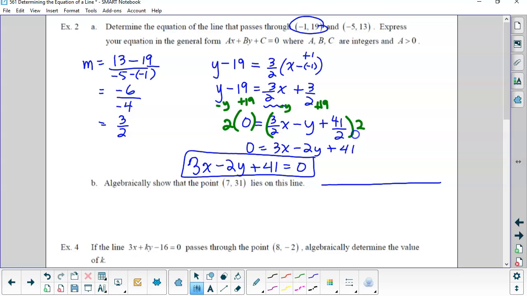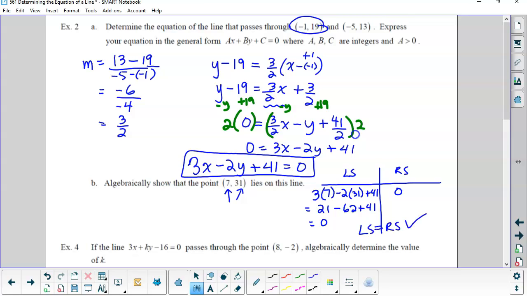So I do a T-chart when I do this, so my left side and my right side of my equation. I'm going to substitute in for x and y in the left side. So that's going to be 21 minus 62 plus 41, which is going to be 0, and the right side is 0. So it works. Left side equals right side.